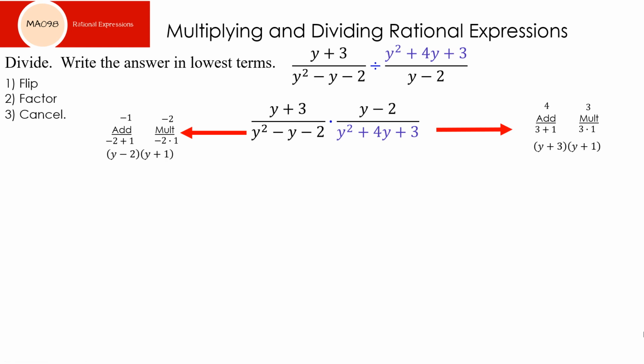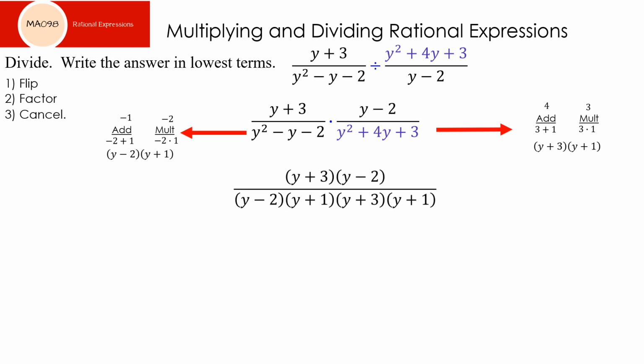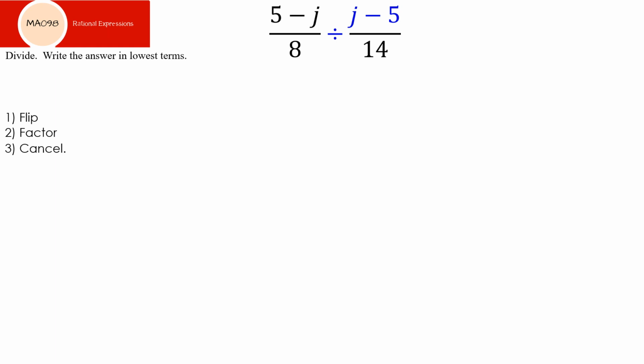Next, let's smash it all together. So on the top, we're going to have y plus 3 times y minus 2. Then on the bottom, we're going to have y minus 2 times y plus 1 times y plus 3 times y plus 1. So let's do some slashing. And what are we left with? 1 over y plus 1 times y plus 1. We can also write y plus 1 times y plus 1 as 1 over y plus 1 squared. Cool.